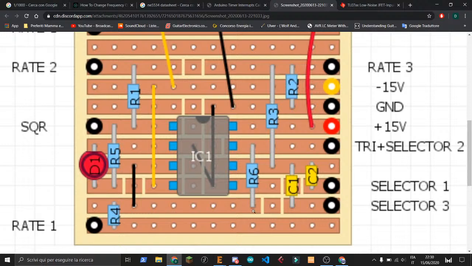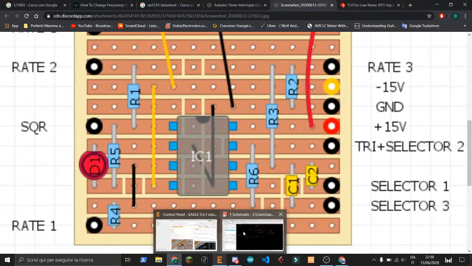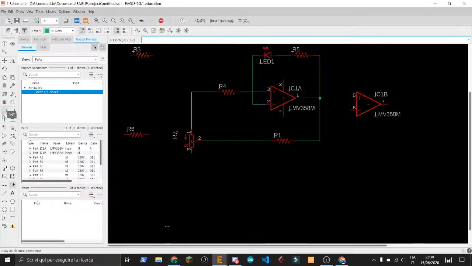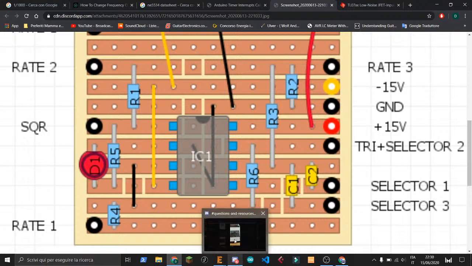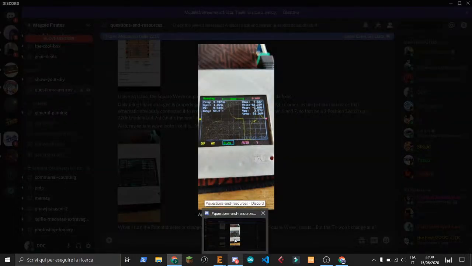R6 is connected to the output and goes to R4. R6, output, R4. But what side of R4? The side that connects it to the in plus, the non-inverting input. So let me check.